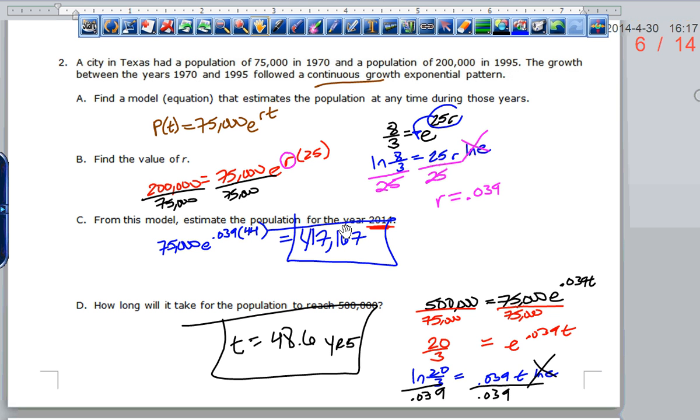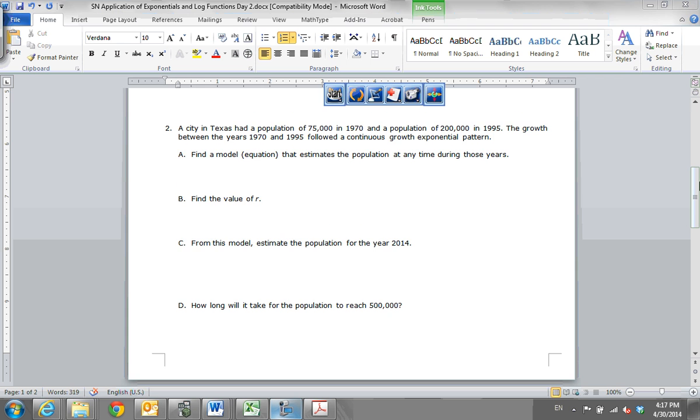So if I want to figure out what the population is after 2014, I plug our rate in, I plug 44 in, and I get 417,167. Now D, anytime it's asking for t, time, we've got to work backwards. So I plug 500,000 in for my A, and then everything else stays the same. I'm going to take the natural log of both sides, we're dealing with e. Okay? All right. Number 3, 4, and 5.